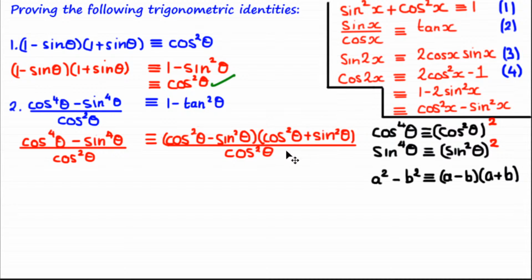Now, what comes out of this is that we get cos squared theta plus sine squared theta, which as we know is equal to 1, or equivalent to 1 rather.